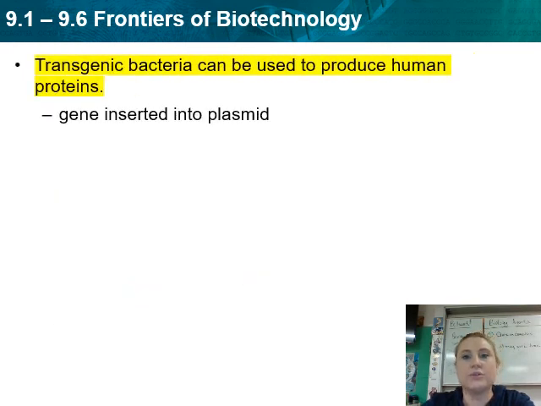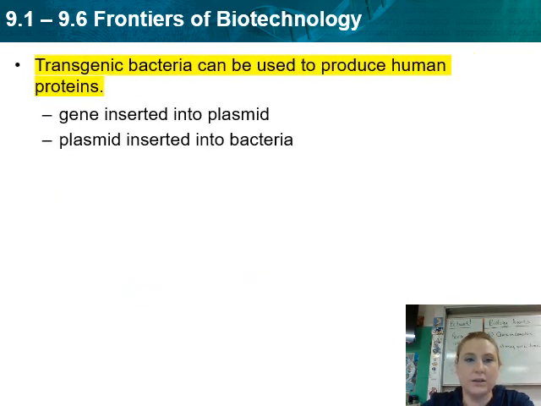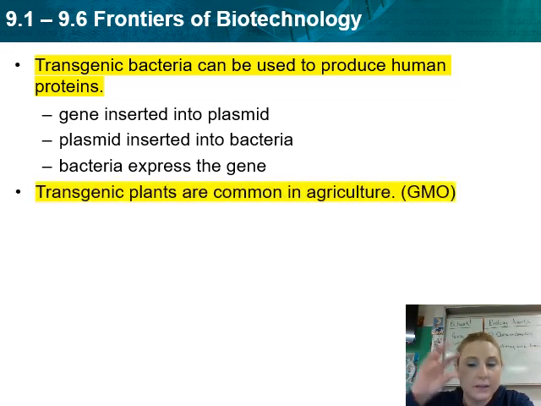Transgenic bacteria can be used to produce human proteins. So we use genes. We insert, like I just told you, genes inserted in the plasmid. The plasmid is inserted in the bacteria. The bacteria express the gene, and then we implant it in whatever we want.